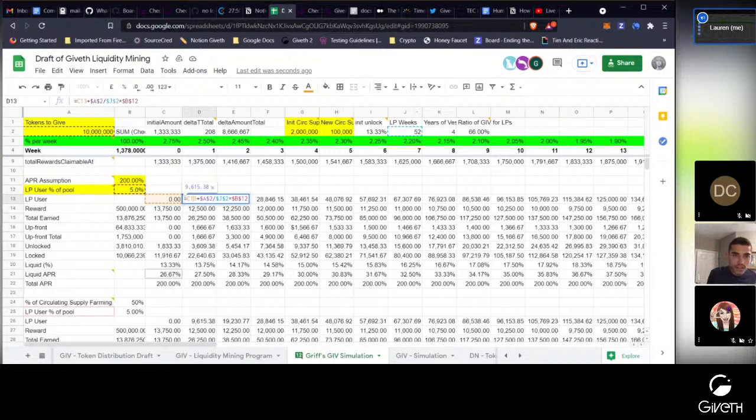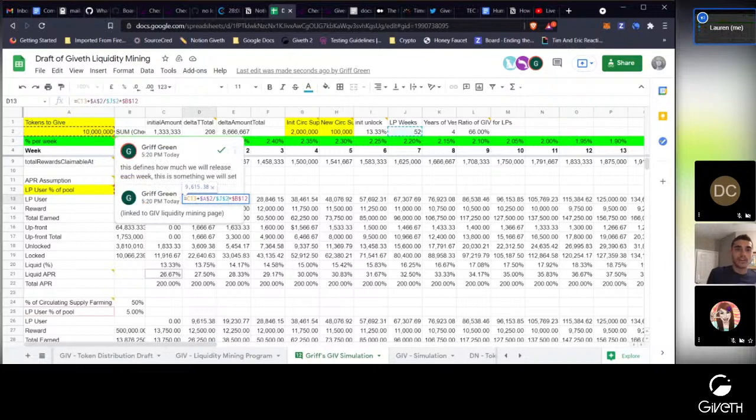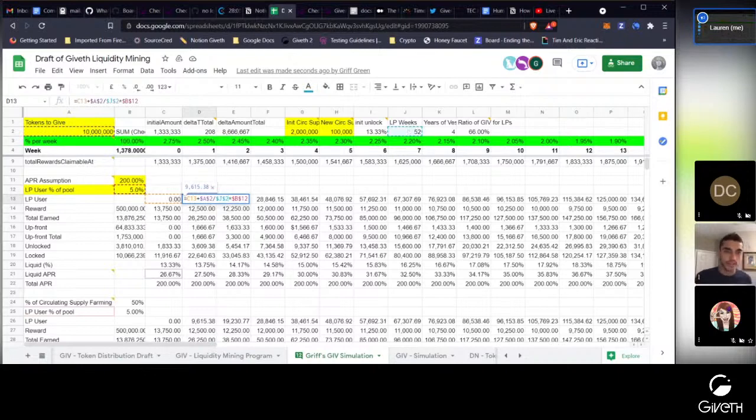Oh, so that's the previous one plus... So it's a running total of how many tokens they've earned, I think. Total tokens to give divided by the number of weeks for the liquidity mining, and what percent of the rewards they're getting. Because we have this right here of the reward row in total earned. Yeah, what is that? Total earned. So total earned, this also should not have a sum.